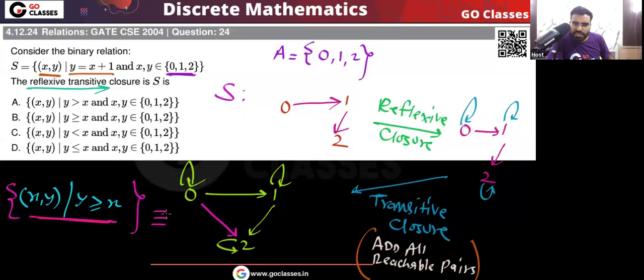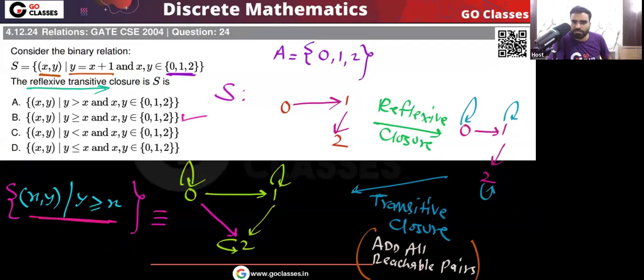And here you can easily see that X is related to Y if and only if Y is greater than or equal to X. You can see 0 related to 1, 0 related to 2, 1 related to 2, 2 related to only 2. Also the self loops are there. So 0 is related to 0, 1, 2. 1 is related to 1, 2. 2 is related to only 2. So the answer will be that the reflexive transitive closure is Y greater than or equal to X. So the answer will be option B.